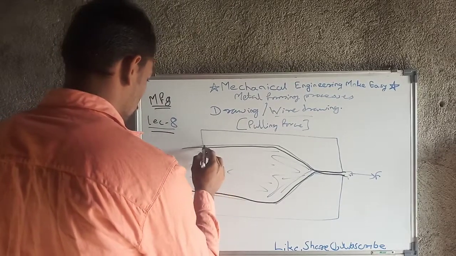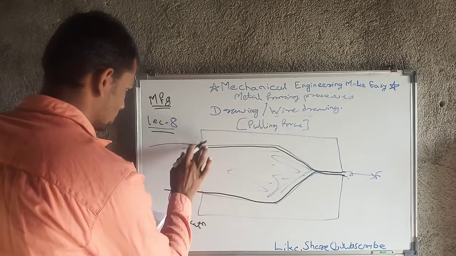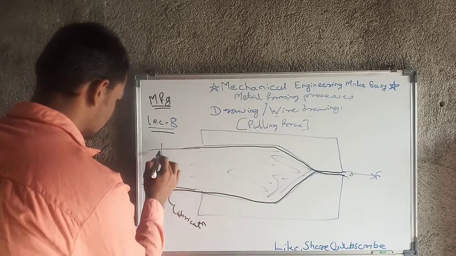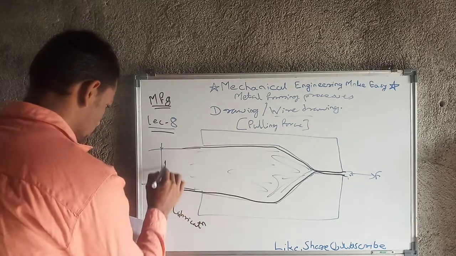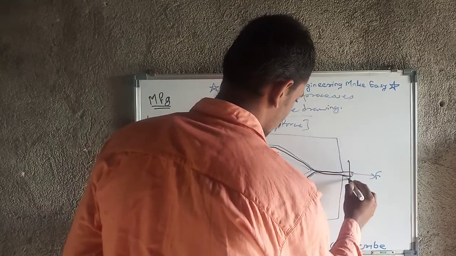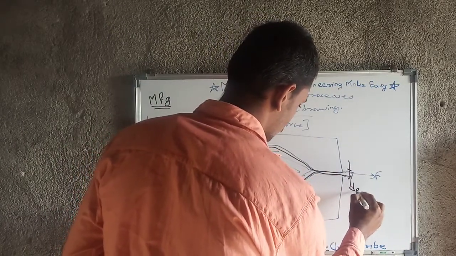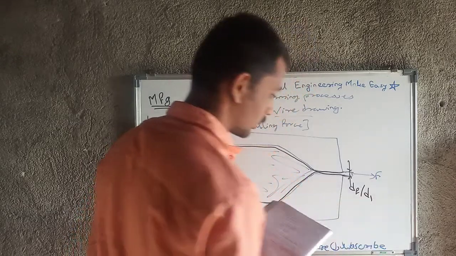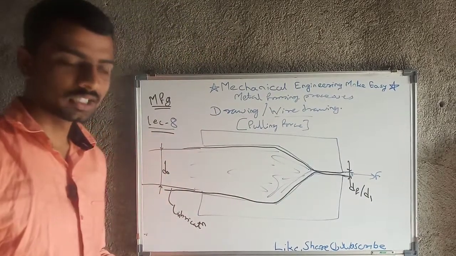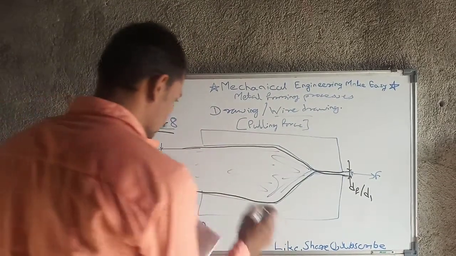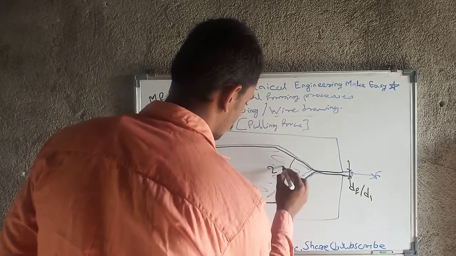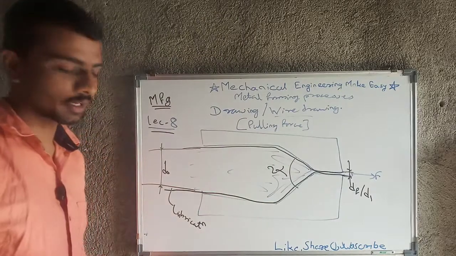If this is the stock here, this is the original diameter, D0, and here we will get the final diameter, DF, or in some books D1. Then this is the angle 2 alpha, that is the die angle.